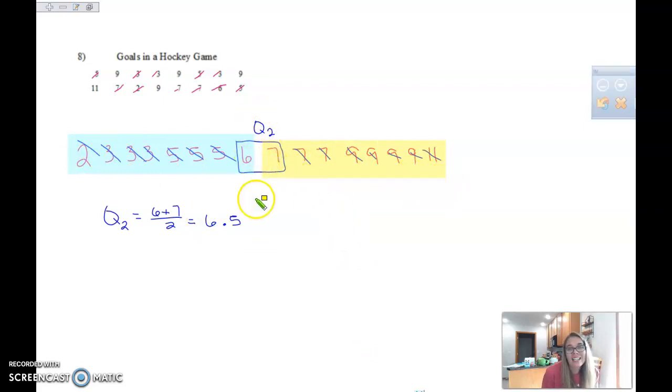So if it is not an exact center, the lower one goes to the lower data and the upper one goes to the higher data. So then you would use that to find your Q1, which would be in here somewhere, and then your Q3, which would be in here somewhere. So I just wanted to show you that when it doesn't split exactly, one number goes with the low and the higher number goes with the high.